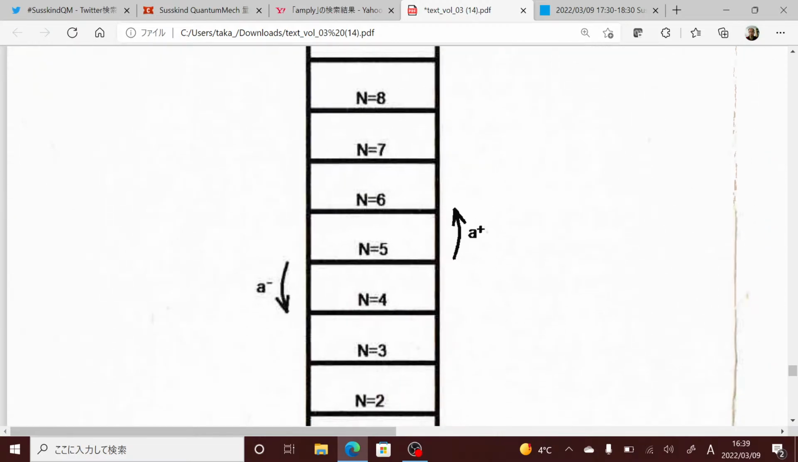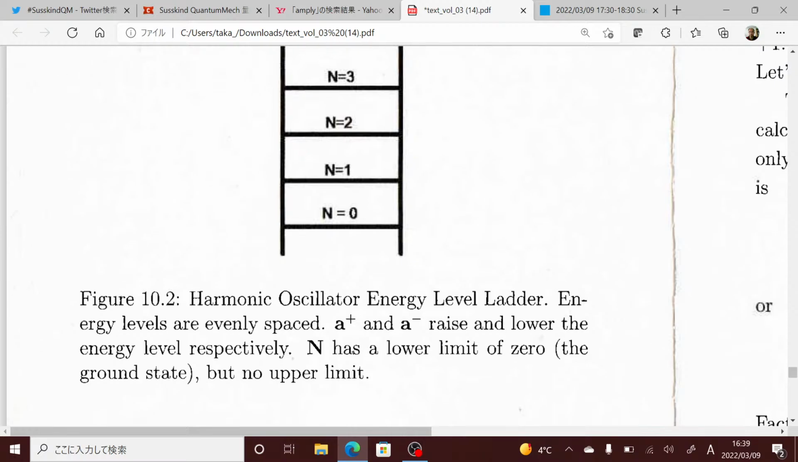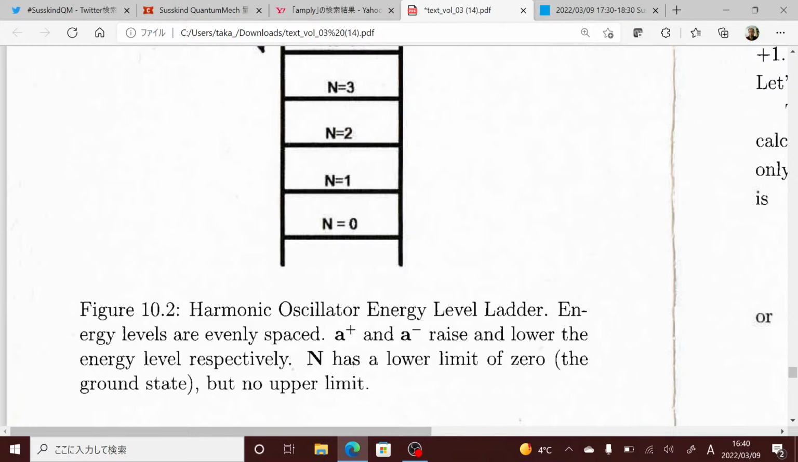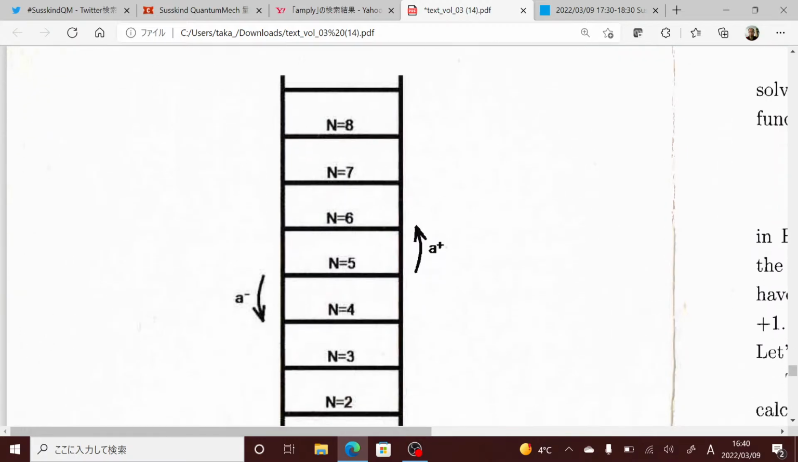So, the harmonic oscillator energy level ladder. Energy levels are evenly spaced. A plus and A minus raise and lower the energy level respectively. N has a lower limit of 0, the ground state, but no upper limit. Go up, up, up.